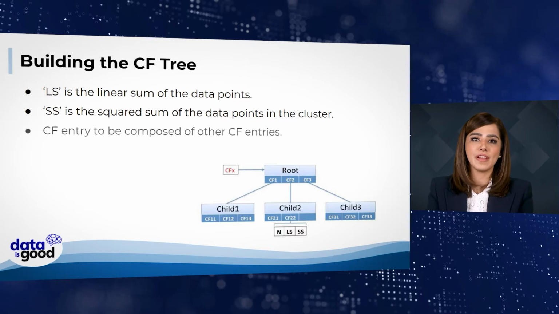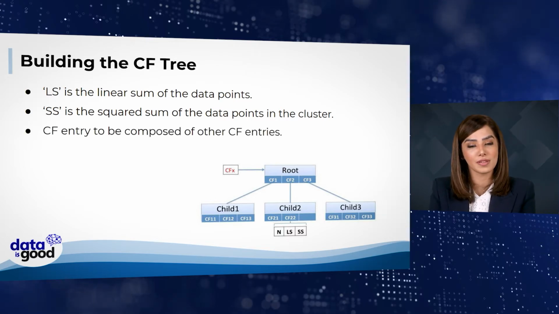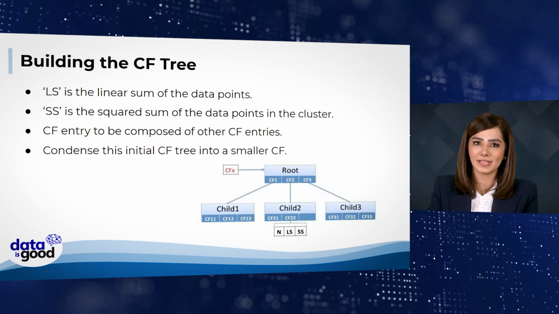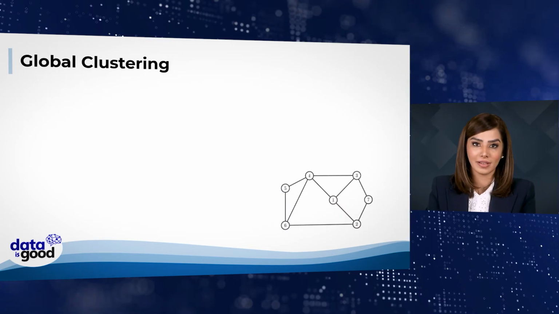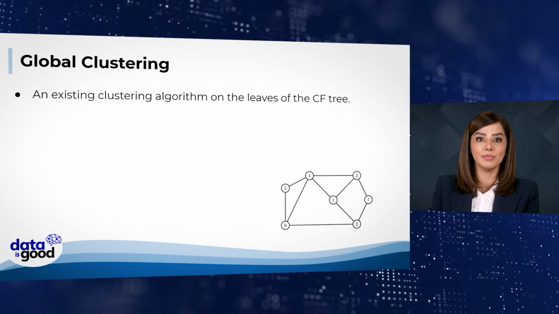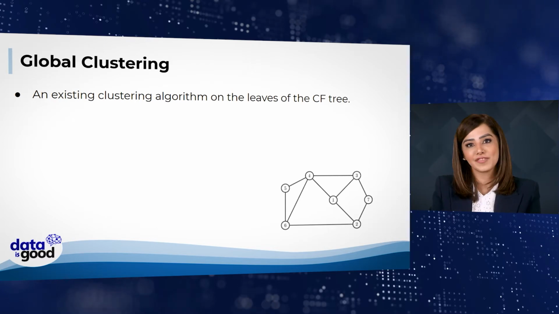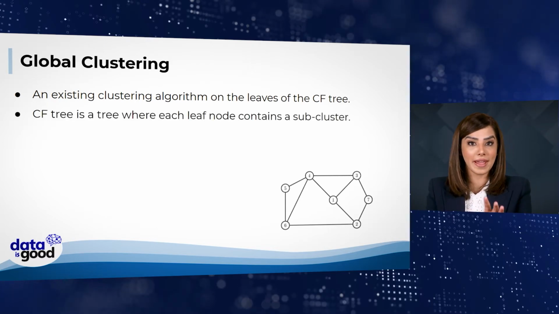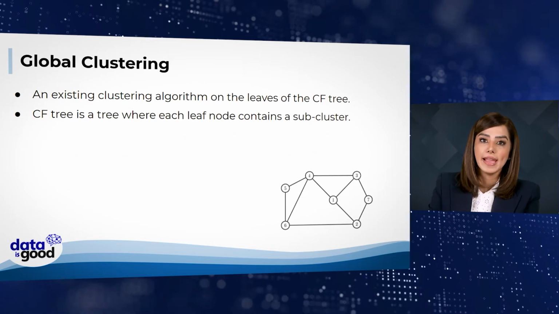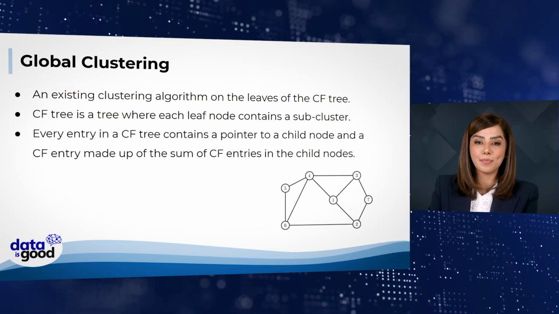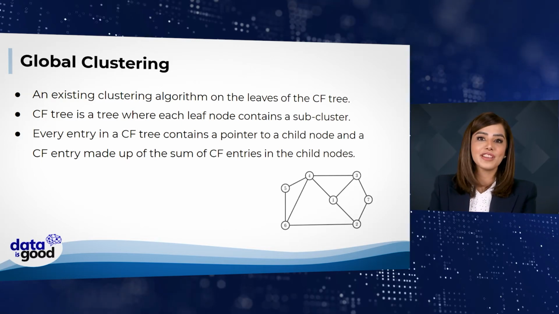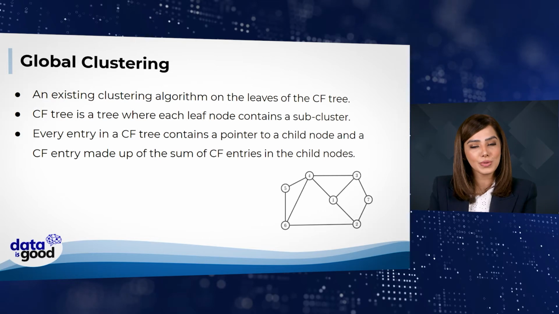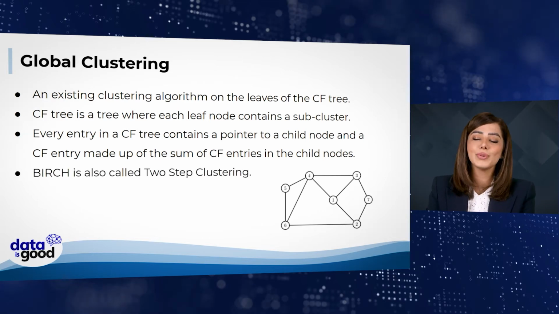It's possible for a CF entry to be composed of other CF entries. Optionally, we can condense this initial CF tree into a smaller CF. Then the next phase is global clustering. It applies an existing clustering algorithm on the leaves of the CF tree. Now, as we know, a CF tree is a tree where each leaf node contains a subcluster. Every entry in a CF tree contains a pointer to a child node and a CF entry made up of the sum of CF entries in the child nodes. Optionally, we can define these clusters. Due to this two-step process, BIRCH is also called two-step clustering.